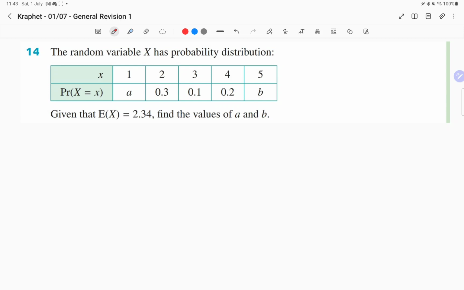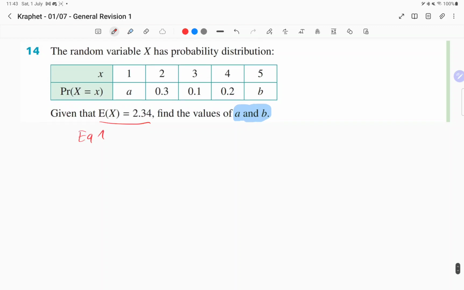Yeah. Okay, so this one, EX equals 2.34, find the values of A and B. When you see solving for two variables, you think? Simultaneous. Simultaneous equations, that's right. When you think simultaneous equations, you need to form two equations, right? So you gotta get equation 1, and then you gotta get equation 2. Right? How do we get the first equation?